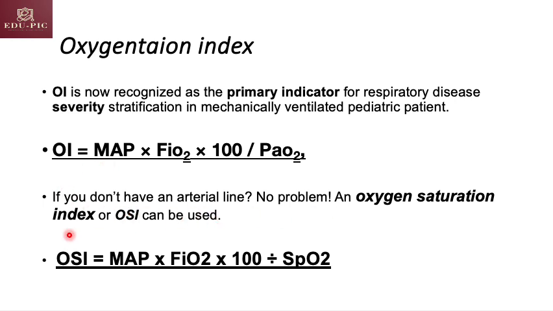An oxygen saturation index, or OSI, can be used. Oxygen saturation index equals mean airway pressure from the ventilator times FiO2 from the ventilator times 100, divided by oxygen saturation.